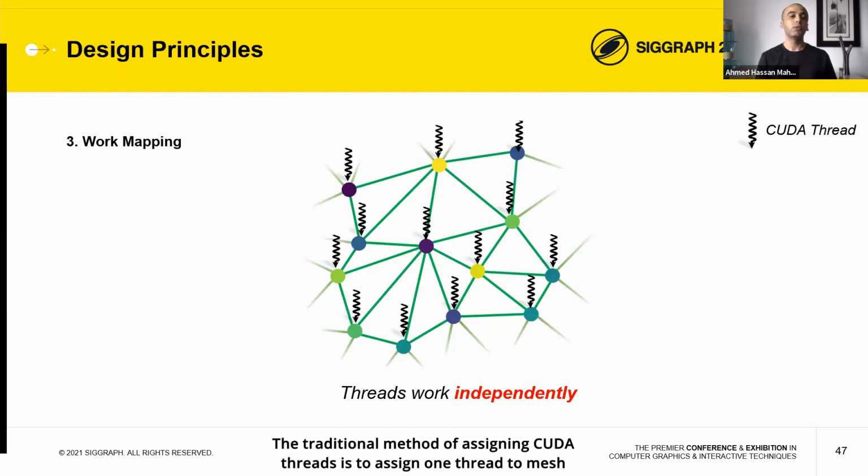The traditional method of assigning CUDA threads is to assign one thread to a mesh element. For example, one thread per vertex, and each thread works in isolation. The problem with this approach is that it leads to load imbalance, branch divergence, and memory divergence, as one thread would be doing more work since it may be assigned to a vertex with higher valence than the other threads in the same warp. This would be the case if we had chosen to represent batches using a half-edge data structure.